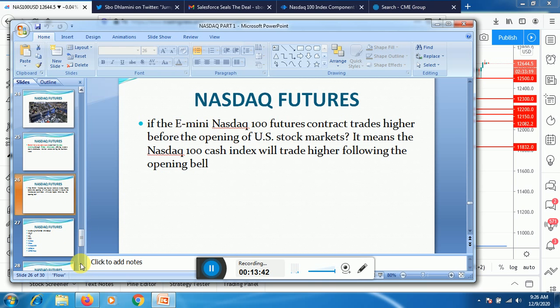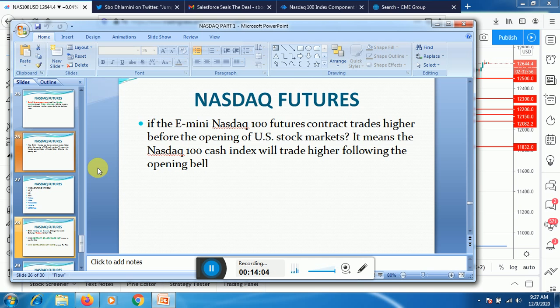So one important thing to note, which I just explained but will put in more detail: if the E-mini futures contracts trade higher before the opening of the US stock market, it means the NASDAQ cash index will trade higher following the opening bell.